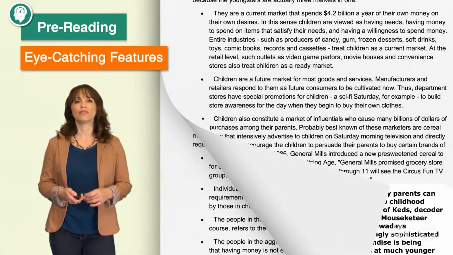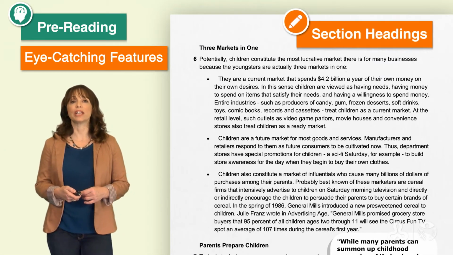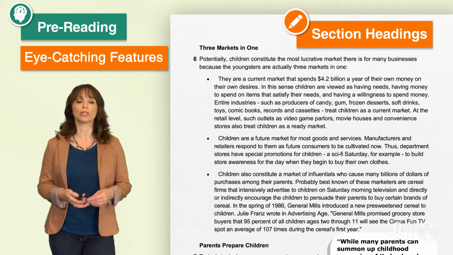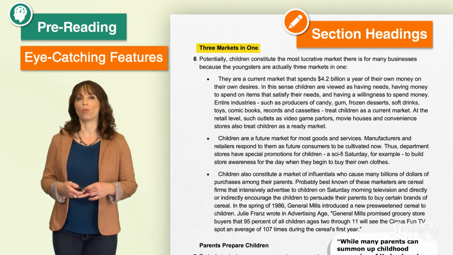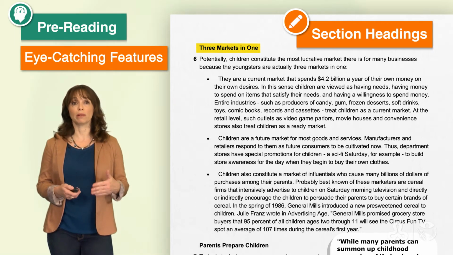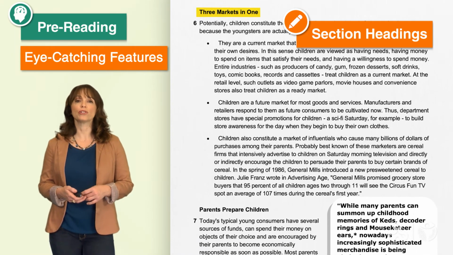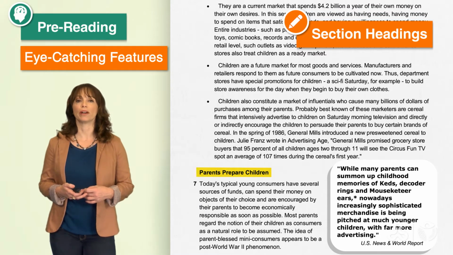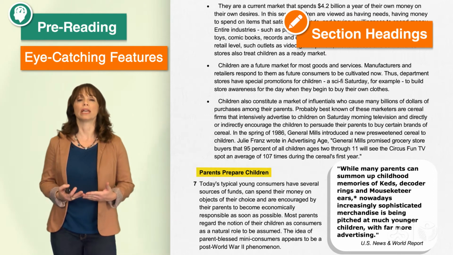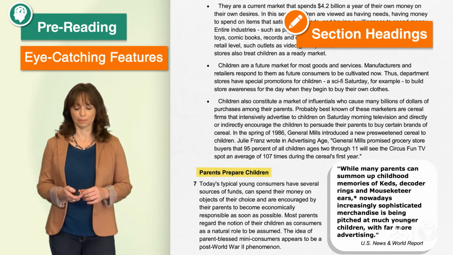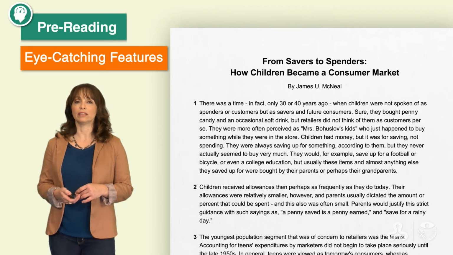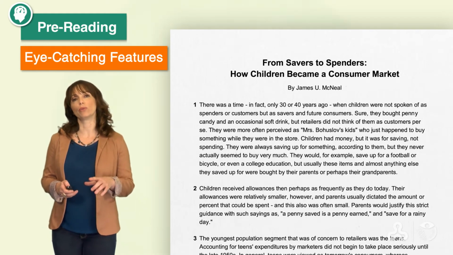Now, other eye-catching features are the section headings. Okay, the section heading for section number 2 is called 3 Markets in 1. Okay, 3 שווקים באחד. And also, the third section is called Parents Prepare Children. כן, ההורים מכינים ילדים. So now let's go back to the title, and let's look at each and every word.